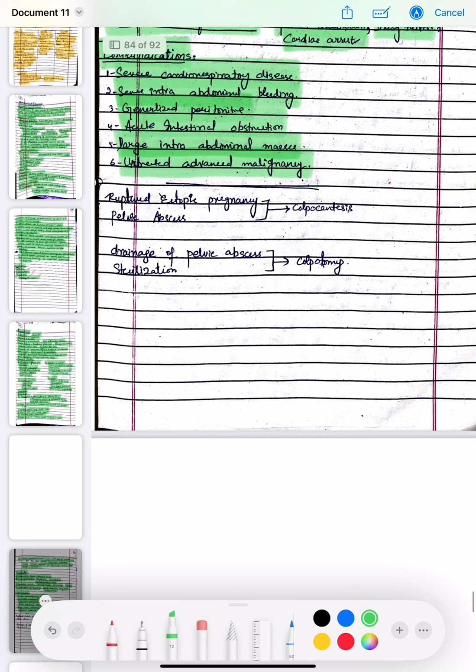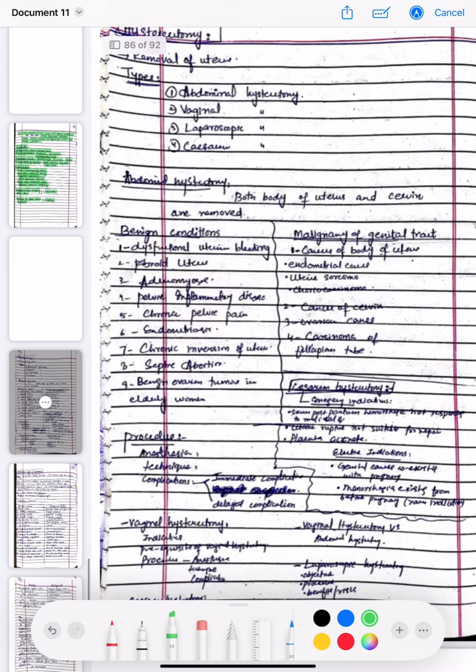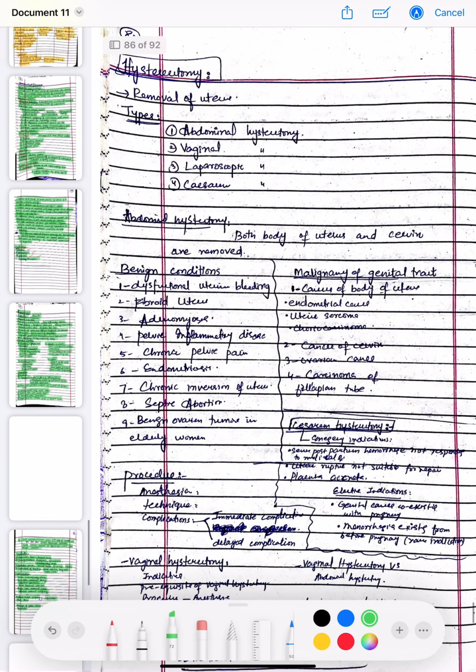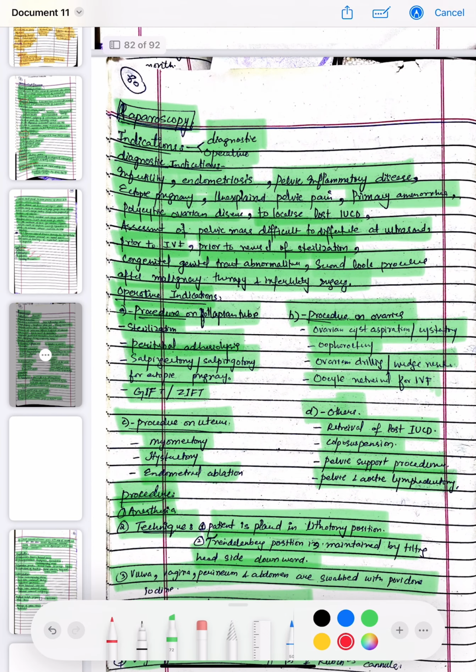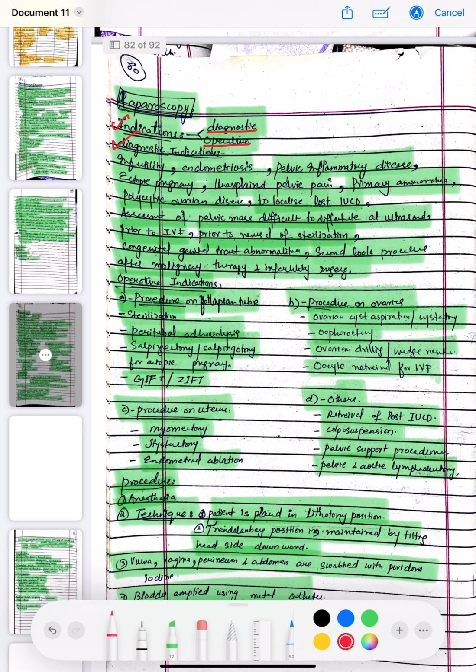For ruptured ectopic pregnancy and pelvic abscess, colpocentesis is performed, and for drainage of pelvic abscess and sterilization, colpotomy is performed. So we have discussed the laparoscopy. Then we have discussed the indications for it, which are both the diagnostic indications and operative indications. These are the diagnostic indications. The operative indications are procedures on the fallopian tubes, procedures on the ovaries, procedures on the uterus, and others.